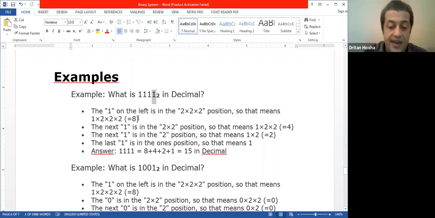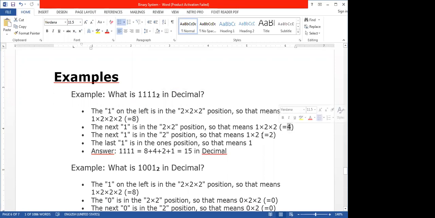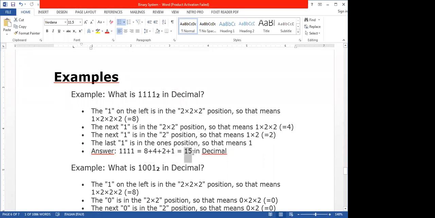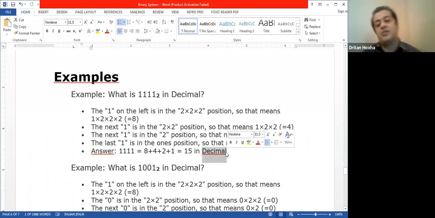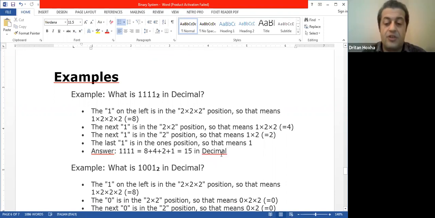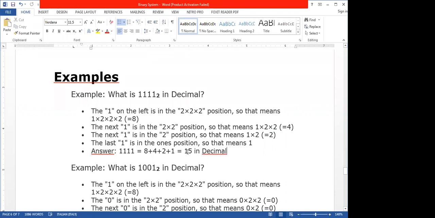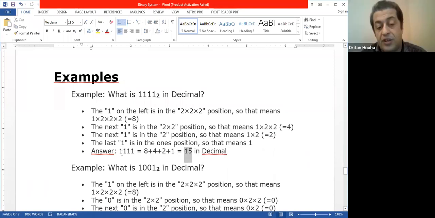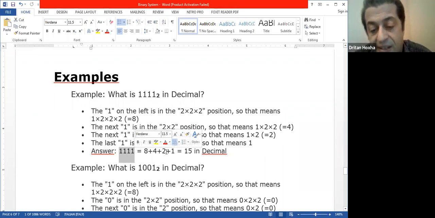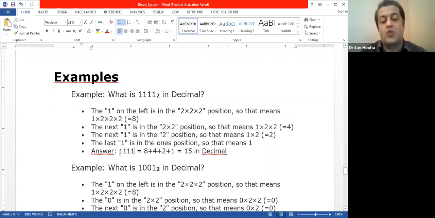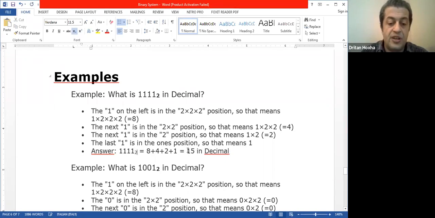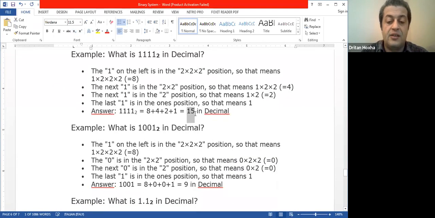So we have 8 plus 4 plus 2 plus 1. Totally we have 15. Write it as an example. What is the binary number 1111 in the decimal system? In the decimal system we can write digits from 0 to 9, but in the binary system we cannot write 2, 3, 4, etc. We should write only zeros and ones. That's why the number 1111 at base 2 is equal to 15 in base 10.